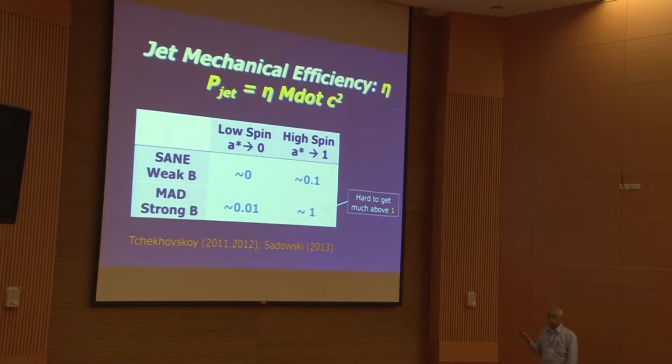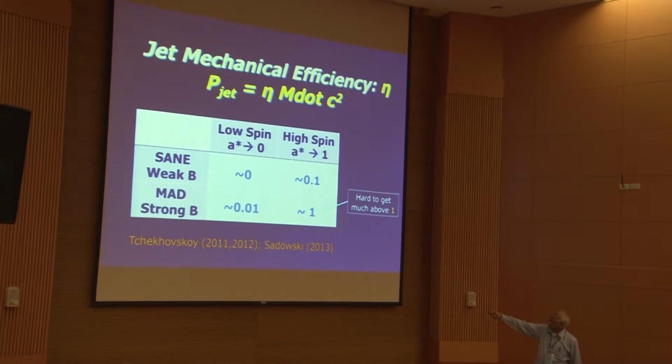So I've got a little table here, very, very crude. You shouldn't take the numbers too seriously. Basically, if I define a jet efficiency, P goes as eta times Mdot c squared, what kind of etas can you get? You can get up to 1, or maybe even 1.5, but let's call it 1. This is the limit when you are in the MAD limit for the magnetic field and as rapidly spinning a black hole as you can. This is all Tchekhovskoy's work. You can't get much above 1. I would view this as a limit, how much power you can get from the jet.